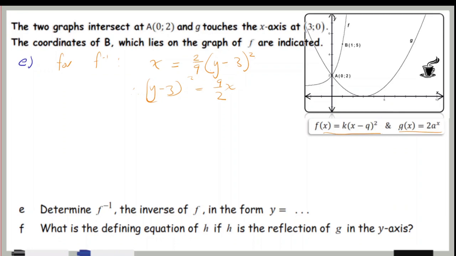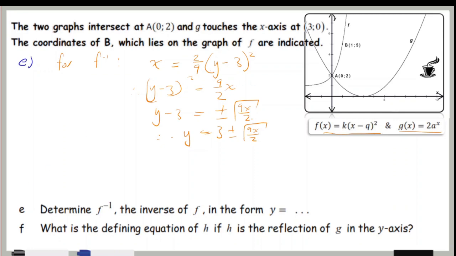And then we square root both sides, so we'll have y minus 3 being equal to plus or minus the square root of 9x over 2. Therefore, y is equal to 3 plus minus the square root of 9x over 2. Well, there we have the inverse of f completed. However, if it's g of x, the process is exactly the same.